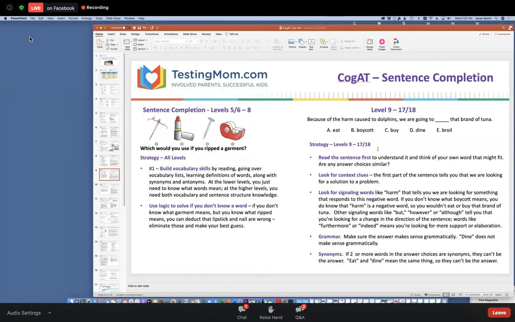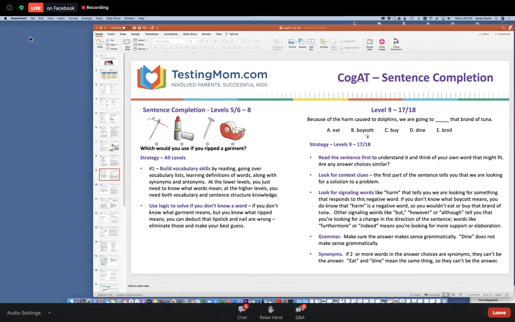And for older students, it's really the same thing. So first, what I recommend is just read the sentence. And you might even think about your own word that you think would fit. Because of the harm caused to dolphins, we are going to blank that brand of tuna, not buy. That's what I would say, because they harmed something like that. Well, the boycott does mean not buy.